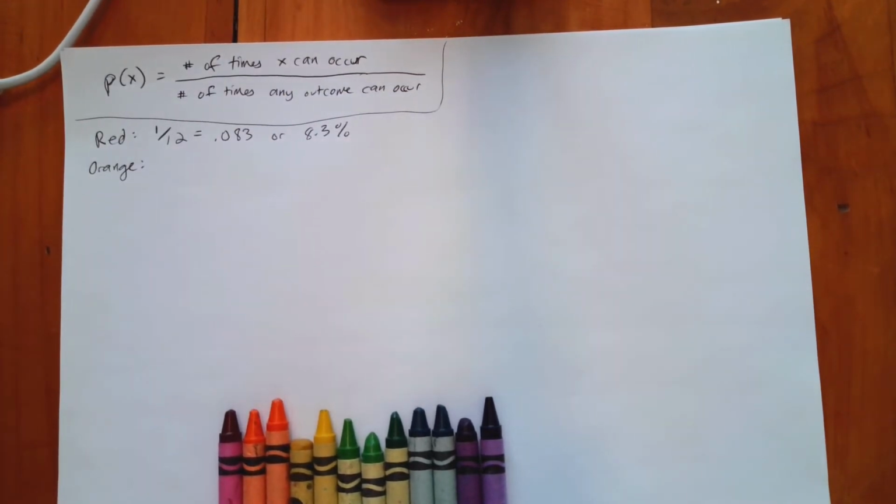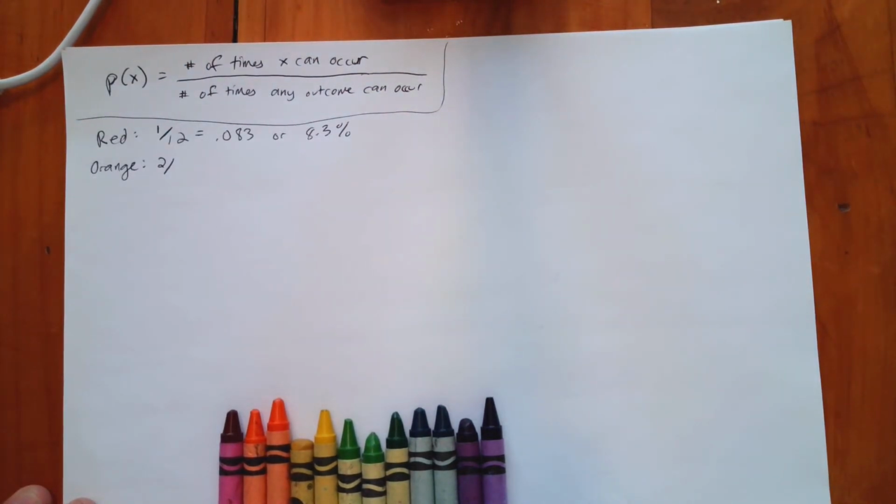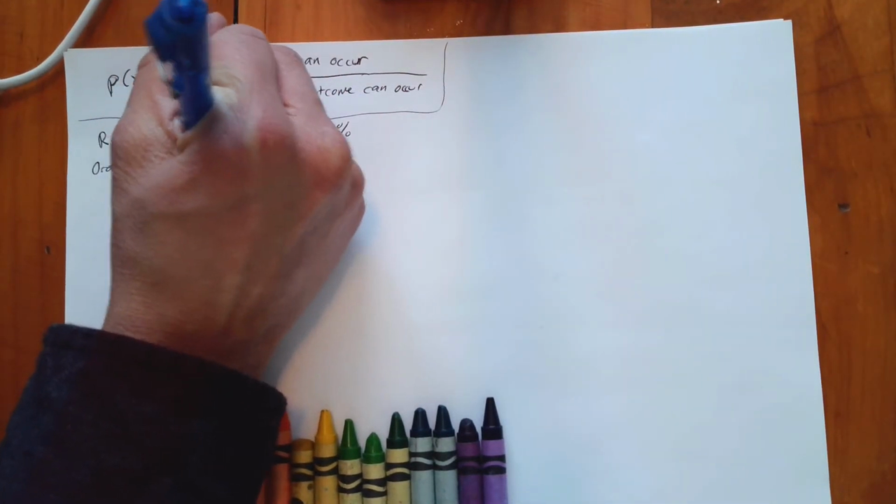What's the probability of getting an orange crayon? Well, what we want to do is count up the number of times orange can occur, so orange is our outcome, and divide it by the total number of possible outcomes that we have. So here you can see we have 2 oranges, 1, 2. So we're going to put 2 in the numerator of our equation. And we still have the same number of crayons. So we still have 12 crayons. That means there's 12 possible outcomes. So we'll put 12 as the denominator again.